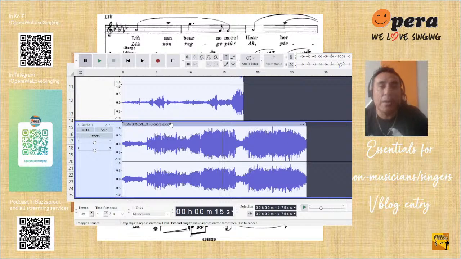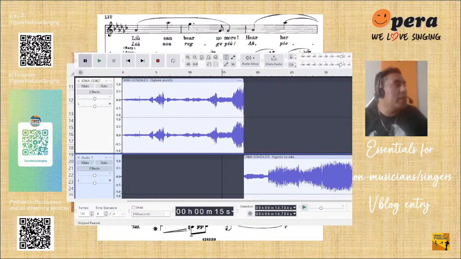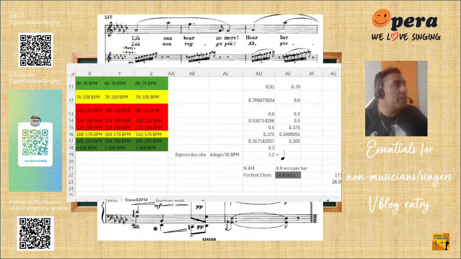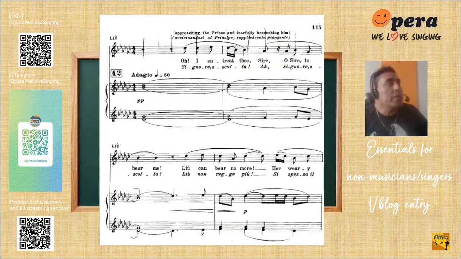So that we don't just keep with the math, let's listen to how it actually sounds. Let me put first the first part of the Signore Ascolta, because if we are going to use this as an example, at least let's listen to it, don't you think? And fortunately, this is not a protected recording, thank God. So remember that we are starting from Liù non regge più. Sorry, this is not the one. This is the one.